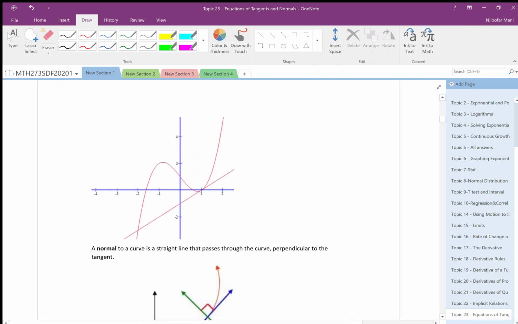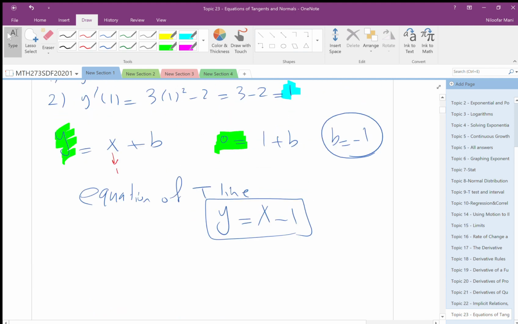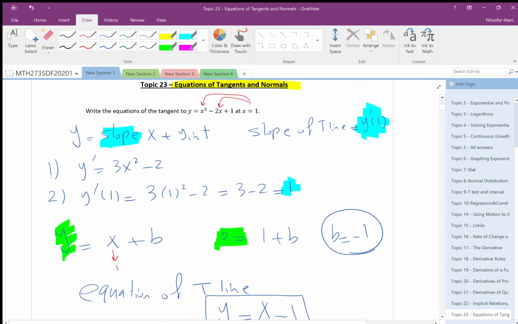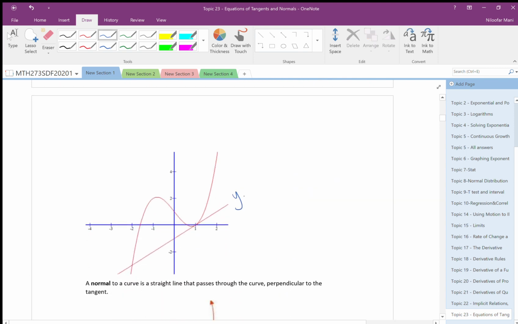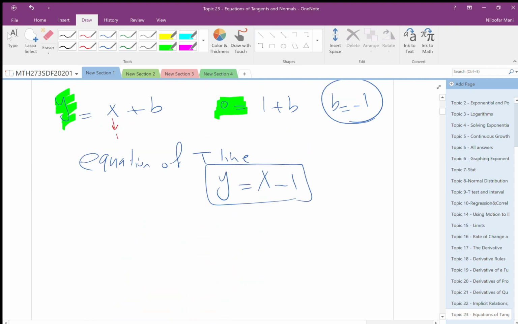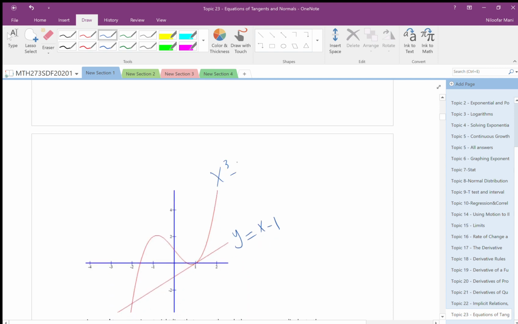Okay, so look at this. This is the graph. This wasn't part of the course, but I just wanted to make it more touchable for you. See, it's x minus 1. This is y equal x minus 1. And look at this, it's the equation x cubed minus 2x plus 1. Look at this, it's exactly touching the graph in one point, and that's very nice.